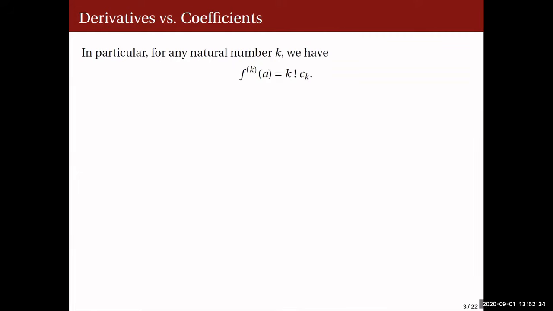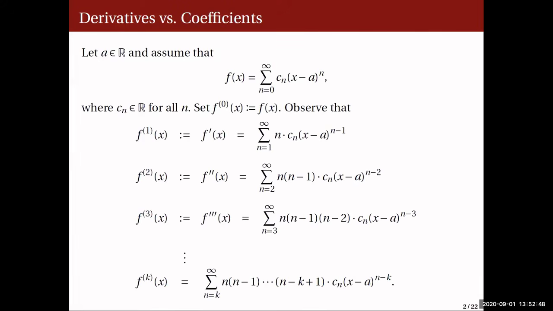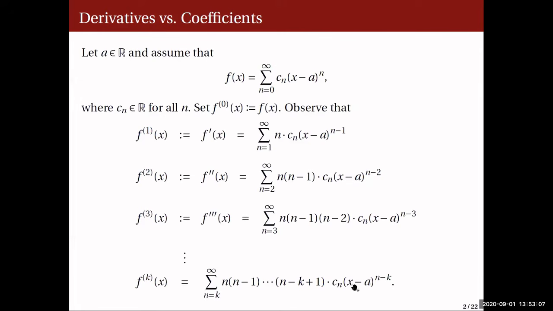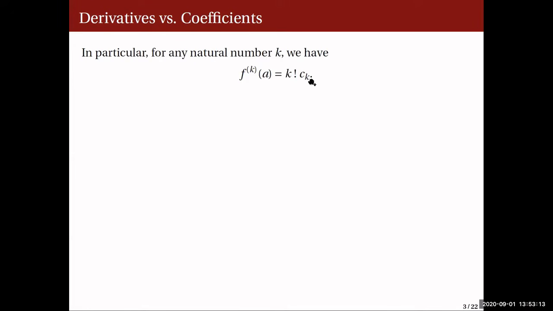So, in particular, for any natural number k, we have the following expression for the kth derivative of f evaluated at a. This is because for n equals k, this becomes k times k minus 1 down to 1, or k factorial, times c sub k, and then (x minus a) raised to 0, or 1. That's why we have k factorial c sub k.